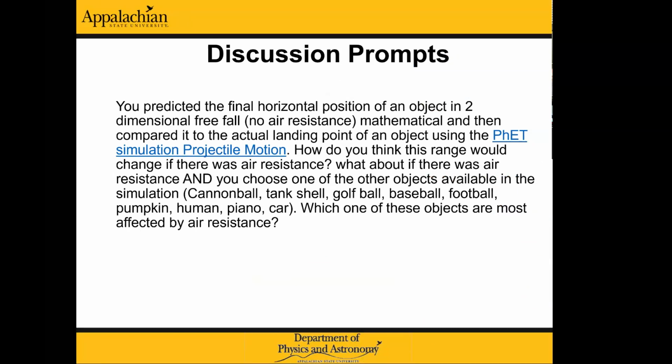And here's the discussion prompt. I kind of mentioned it already. You predicted the final horizontal position of an object, right? So basically you calculate where it should land. How do you think this landing point would change if there was air resistance? And what if you chose one of the other objects? The different objects: you can have a cannonball, tank shell, golf ball, baseball, football, a pumpkin, a human, a piano, or a car. And then just discuss that.